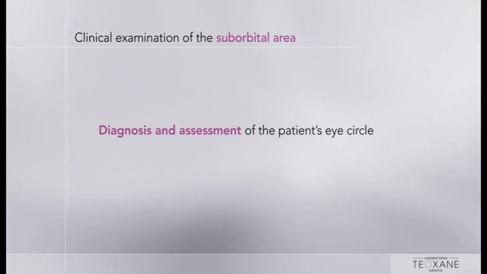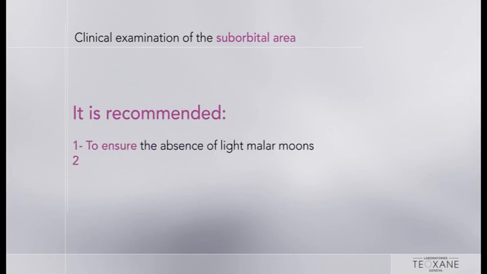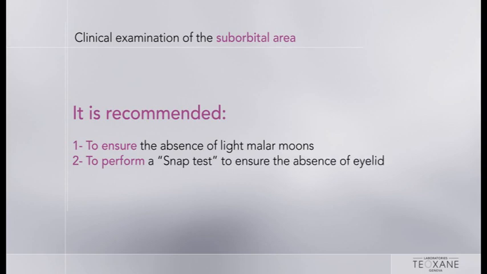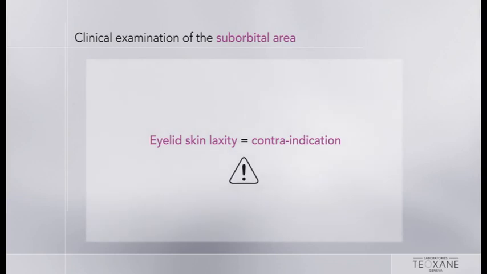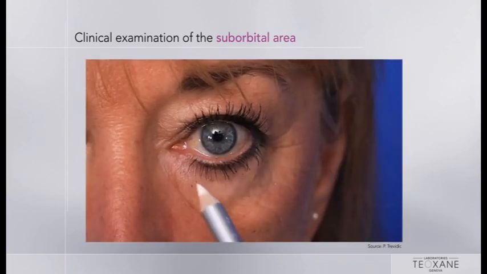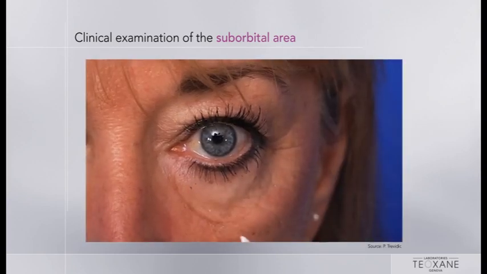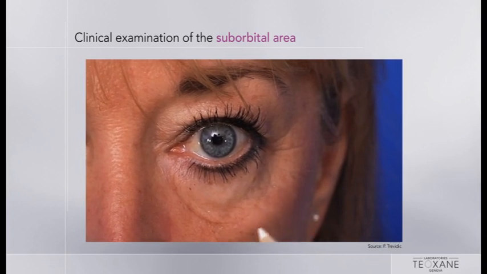Before any injection, diagnosis and assessment of the patient's dark circle, tear trough, and palpebromalar groove must be done in a semi-sitting position. It is recommended to ensure the absence of light malar bags and to perform a snap test to ensure the absence of eyelid hyperlaxity. Eyelid skin laxity is a contraindication to the injection of the dark circle. The malar pocket is one of the signs.